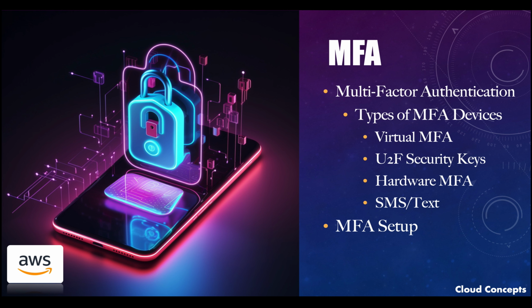SMS text message. This is the simplest. When you log in, AWS sends a code to your phone via text. You punch that in and you're in. Just add your phone number in the Manage MFA section and you'll get a text to confirm.